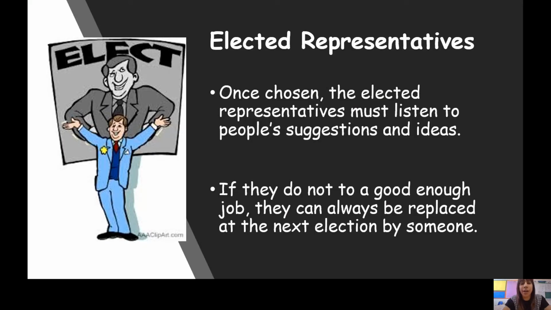But that's just where the work starts, because now we have our elected representatives. So elected means voted. So we have our leader, and once they are in power, they have to listen to other people's suggestions and ideas, particularly those of the people in the country or the community that they are in charge of. And this is really important because if they don't do a good enough job, they can also be replaced in the next election. They can be voted out and somebody else receiving the majority of votes.